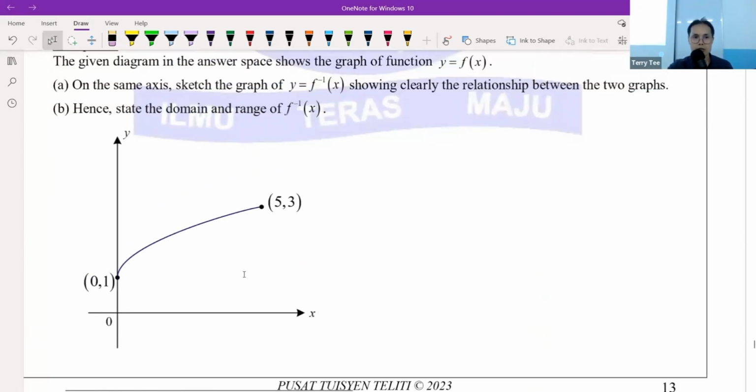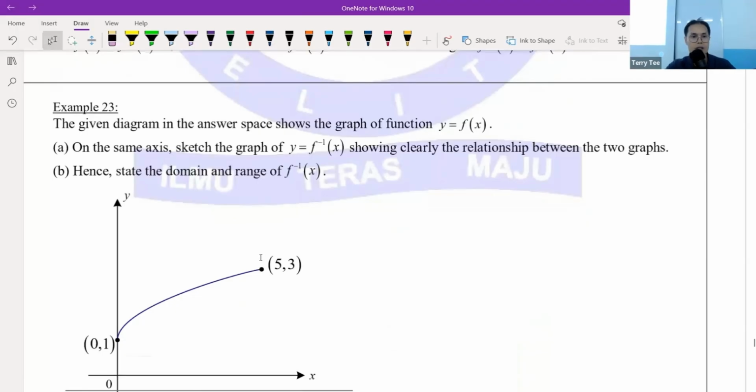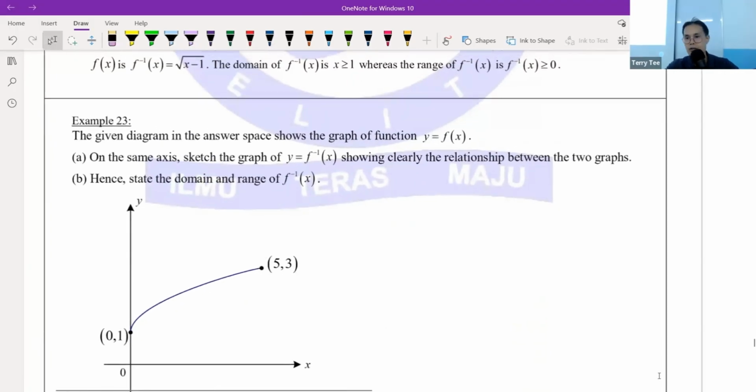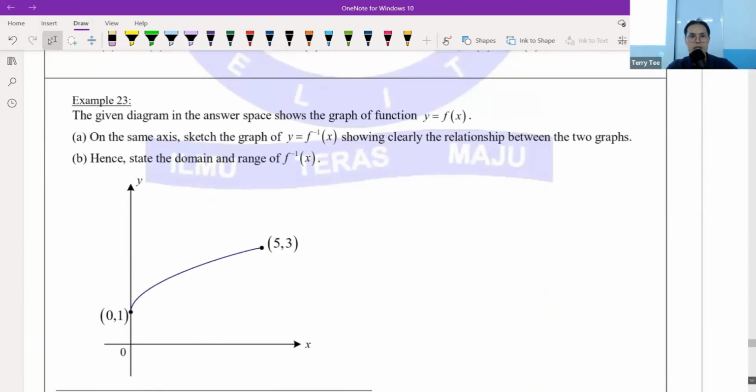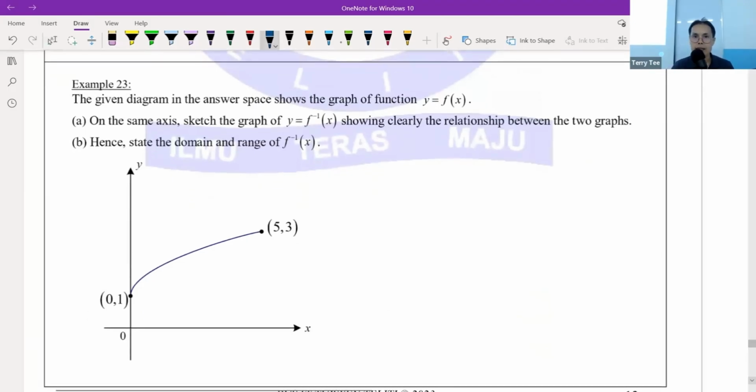All right, let's look at one example. This graph is already drawn for you. Example 23. You're supposed to sketch the graph of f inverse. Not difficult. So number one, I will draw my line of symmetry, my line of reflection. This is the line y equals x.